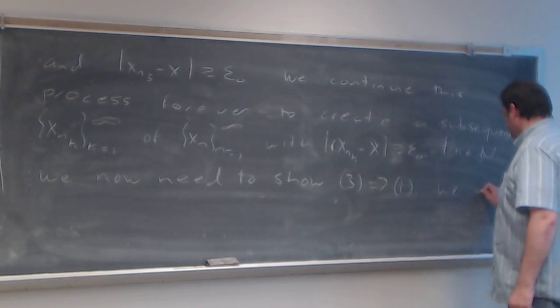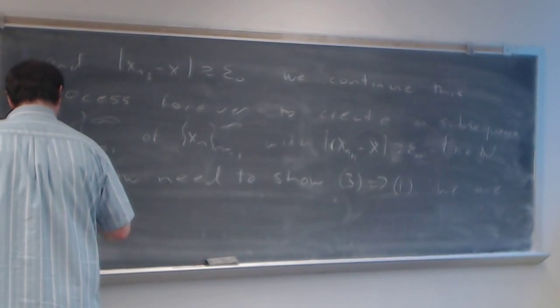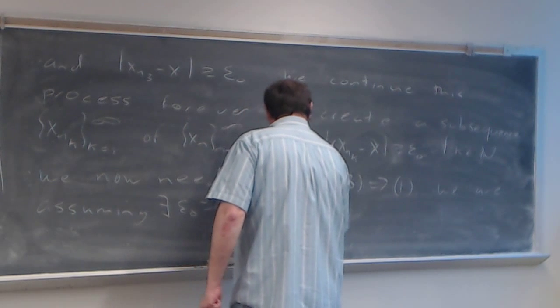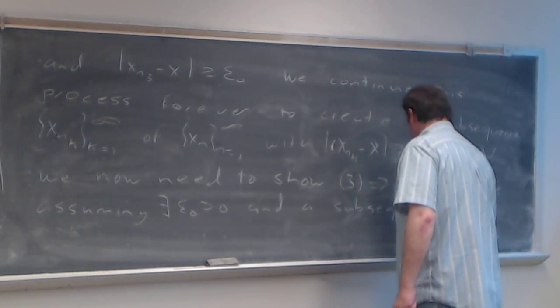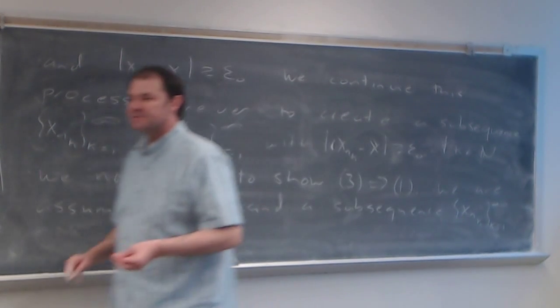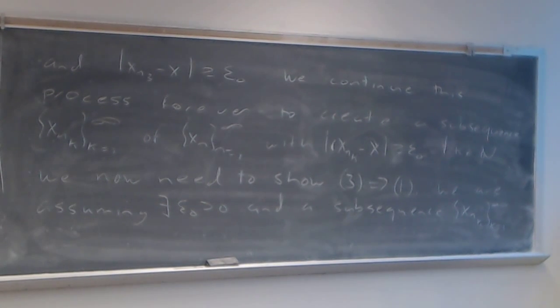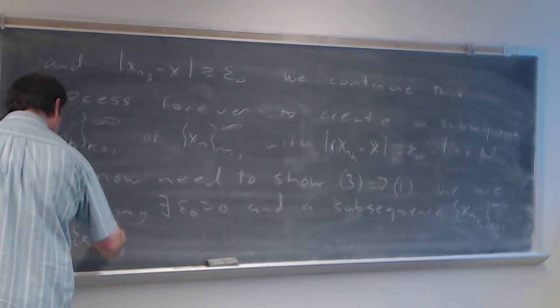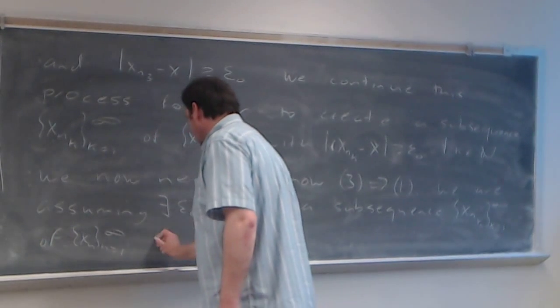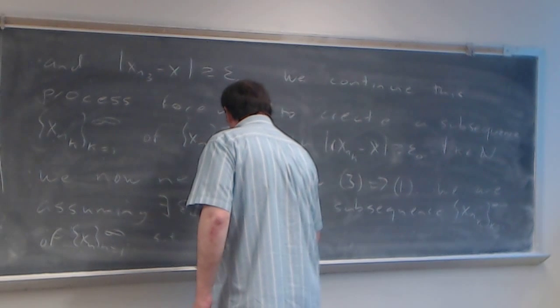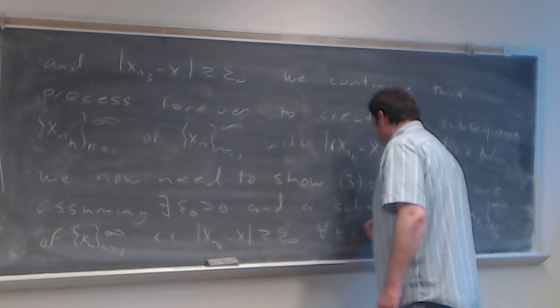So here we are assuming there exists an epsilon naught that's greater than 0 and a subsequence x of n sub k. On the subsequence, my index, don't forget this, is the k's, and my regular sequence index is the n's. Of x of n, such that, so this is what 3 has in it, the absolute value of x sub n sub k minus x is greater than or equal to epsilon naught, and that's true for all k element natural numbers.